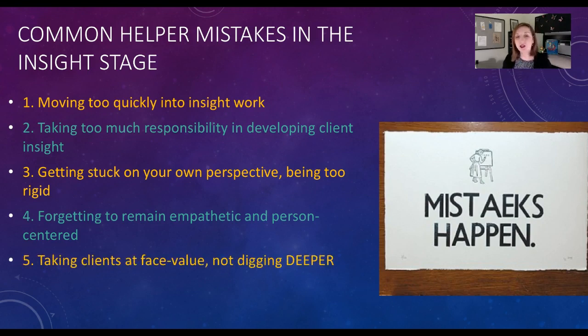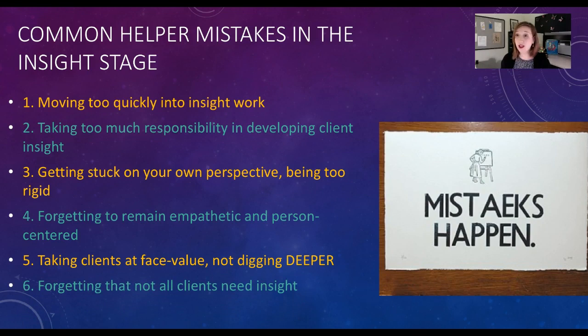Next is taking clients at face value and not digging deeper. Sometimes as helpers we want to rush to solutions and making sense of things, but clients might do that too. So don't be afraid to dig a little deeper. Use those open-ended questions and probes and really get to what they're thinking and feeling. I've talked to some of you about this: you don't want to stay on the top. You want to go deep, dig deep, stay with things longer than you might have instincts to at first, to be sure that you're really making real connections here and not looking for quick fixes.